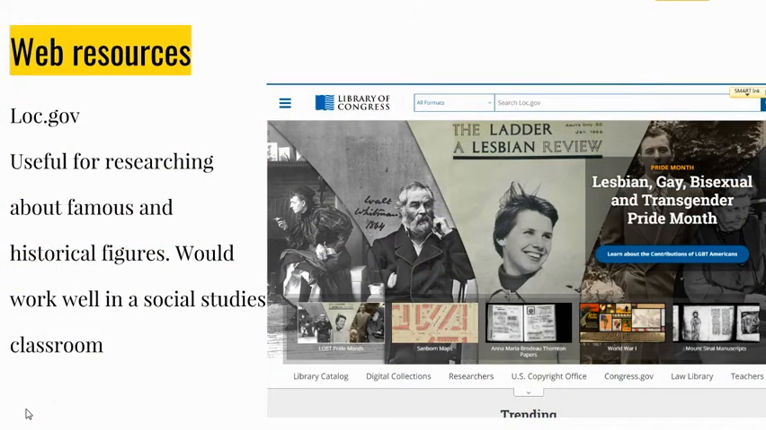Web resources should not be overlooked when considering biographical resources for your collection. There are many different web resources available for students that they can use to get some background information on an individual, and they could also use as the beginning of their research. The Library of Congress is a great website to use for students who are researching historical figures. It would connect with a lot of the curriculum in your social studies classrooms.